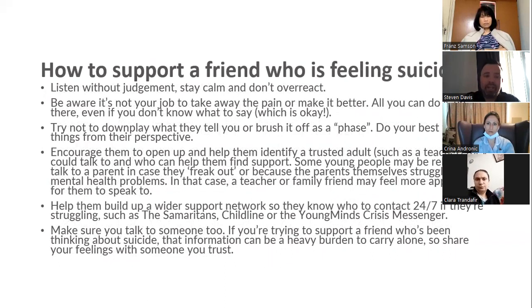Obviously, to support somebody, listen without judgment, stay calm, don't overreact. Be aware it's not your job to take the pain away. You can't stop somebody doing it. If they intend to do it, it's not on you. So it's really important you don't take this personally. Try not to downplay it or brush it off. What you're looking for is for them to open up to you, to talk to you about what they're thinking and feeling. Help them build up a wider support network.